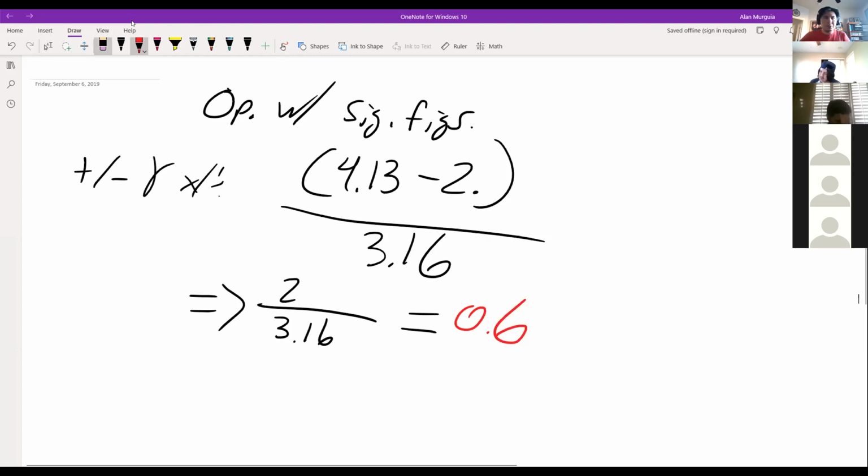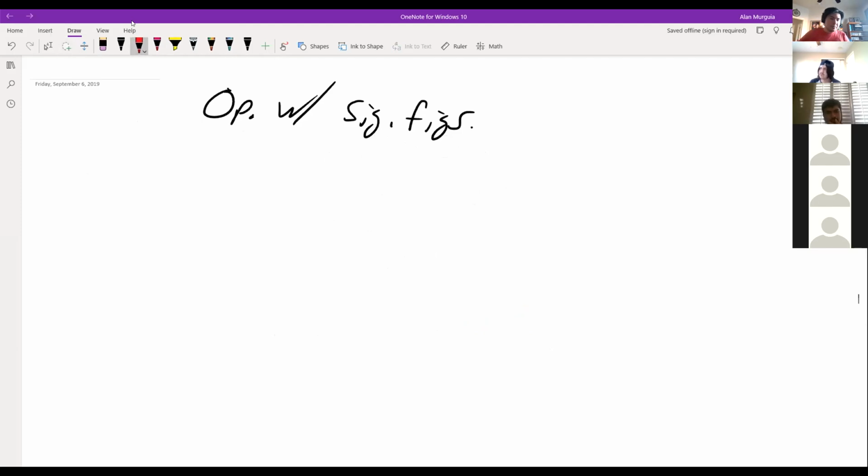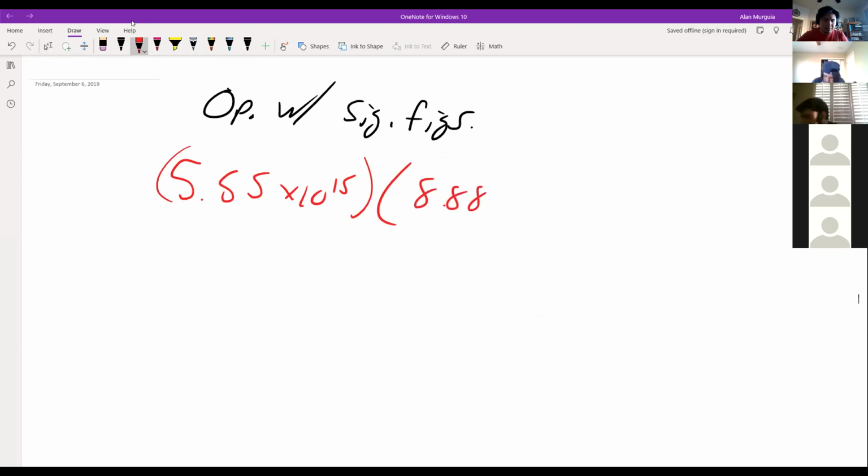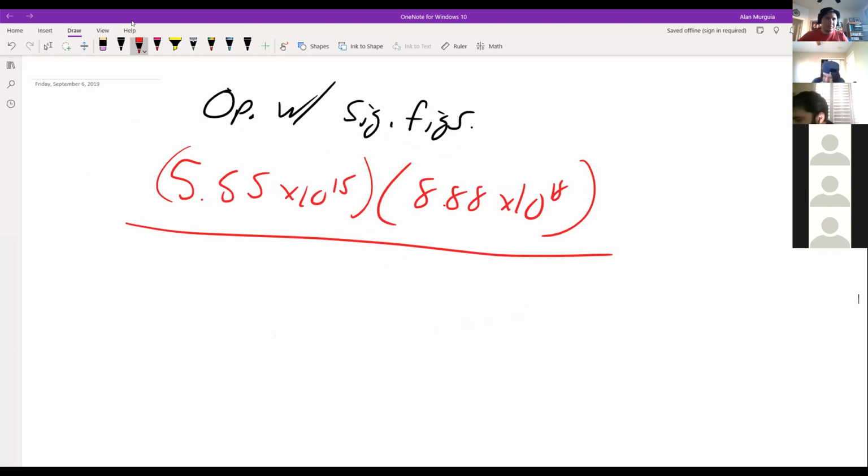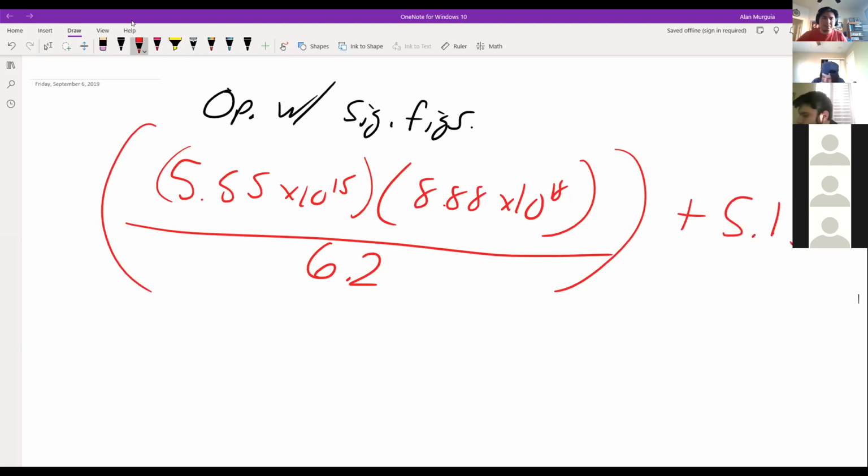Mixed operations. Let's work on one more to get some good practice in. Let's say I have 5.55 times 10 to the power 15 times 8.88 times 10 to the power of 18. It's going to be a long one, sorry about this. So divided by, let's say, 6.2. And all of this will be added to 5.13.